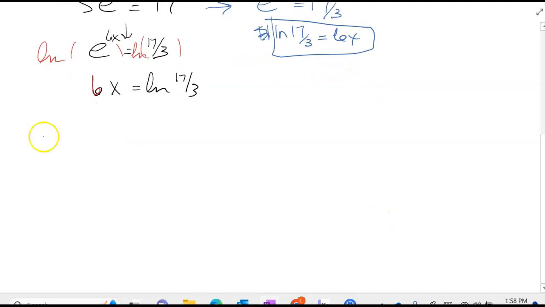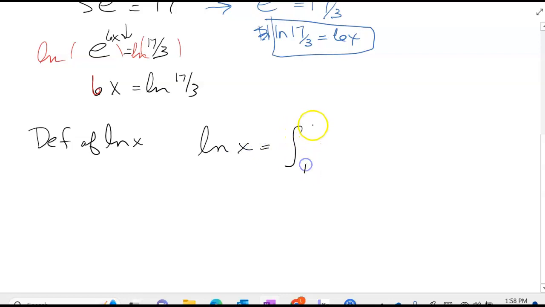Here's a more formal definition of ln x. It says that ln x equals the integral from 1 to x of 1 over t dt. Don't worry that I'm using t, it's just a placeholder. I could use ds, 1 over s ds, 1 over r dr, it doesn't matter. You might ask, why would you do that? Well, let's just prove to make sure it works.